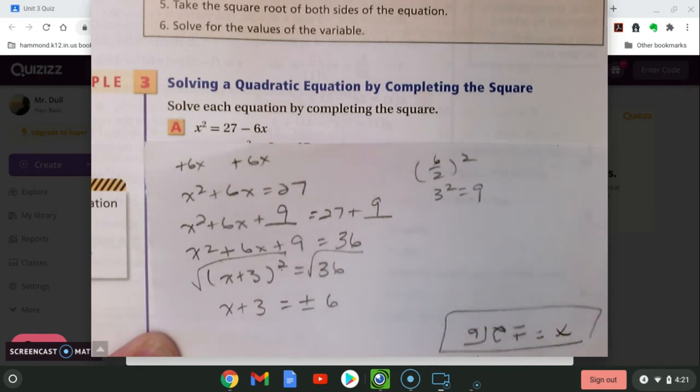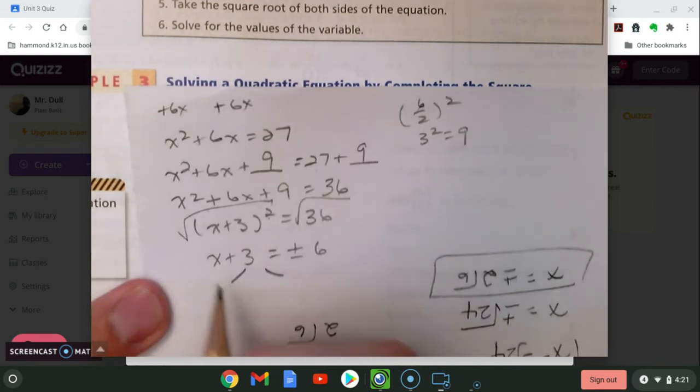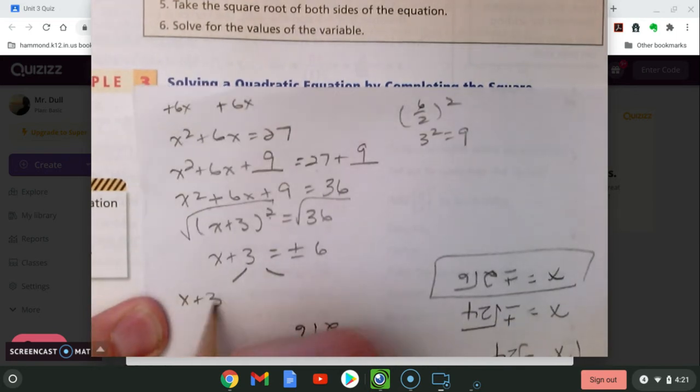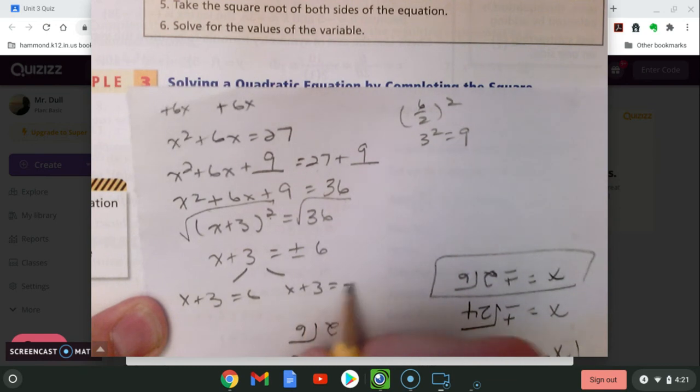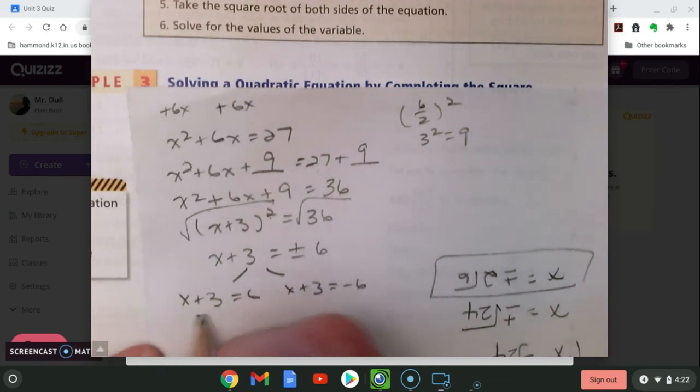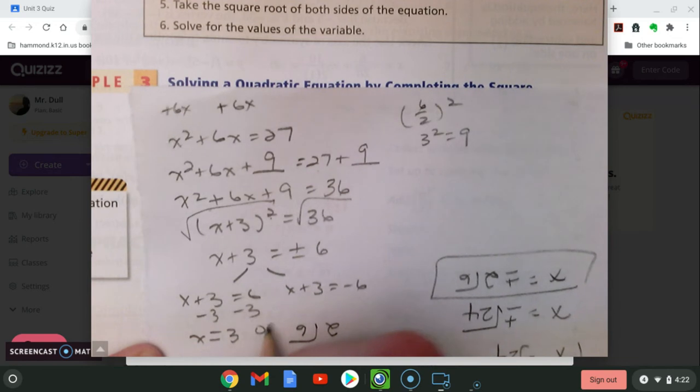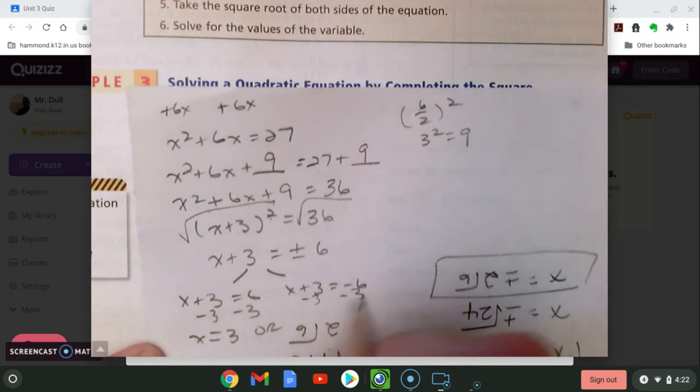The square root of 36 is 6, so plus and minus 6. So now I have two equations to solve: x plus 3 equals positive 6, and x plus 3 equals negative 6. Subtracting 3, I get x equals 3, or subtracting 3, x equals negative 9.